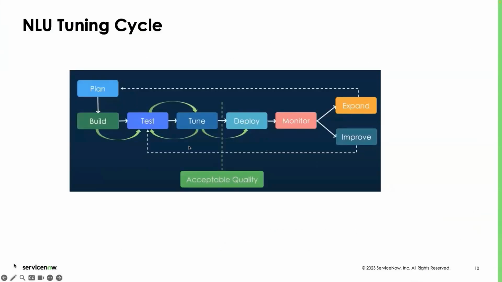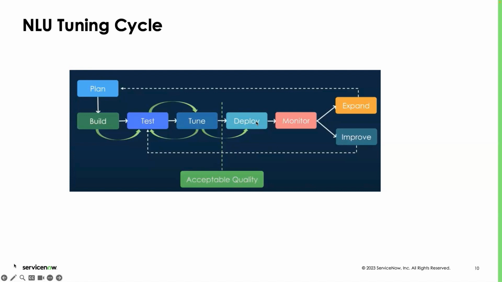So this is how the cycle works. Typically, we plan our NLU models. We build those NLU models in ServiceNow, and I'll tell you how easy it is by using the workbench. And then we'll test our models. If we are doing this the first time, then probably we don't need to tune, so it is automatically tuned. Then, if the test results are satisfactory, go and deploy and monitor.